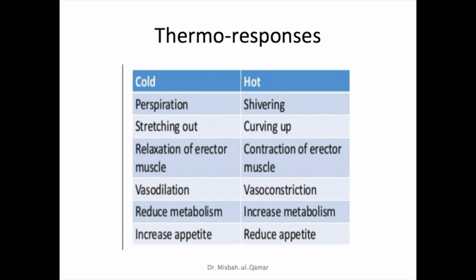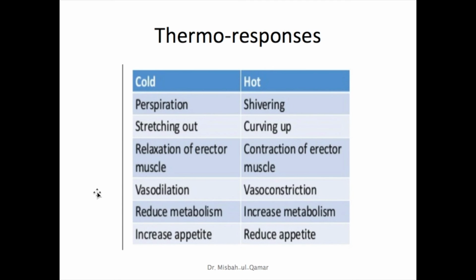Here is the list of thermal responses of our body in case the body temperature fluctuates from the set point. You can see that if the body's temperature rises above the set point, and our body has to lose heat, then there are certain mechanisms through which it loses heat, such as perspiration, vasodilation, and the relaxation of the erector pili muscle. Even the metabolism is reduced.